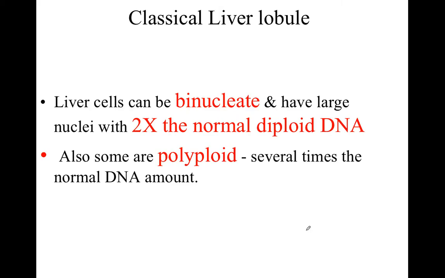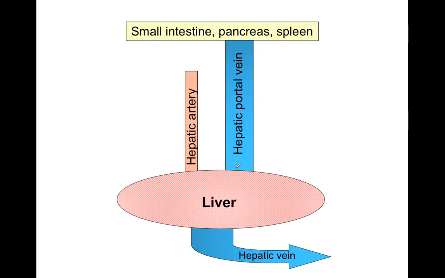For the classical liver lobules, as I said, we have plates of cells. We call them hepatocytes, which are the parenchymal cells. Usually these cells can be binucleated. By this I mean that instead of having one nucleus, they have two nuclei, and the amount of DNA will be more than normal, which is 2x the normal diploid DNA. So sometimes we call it polyploid, which is several times the normal DNA amount.